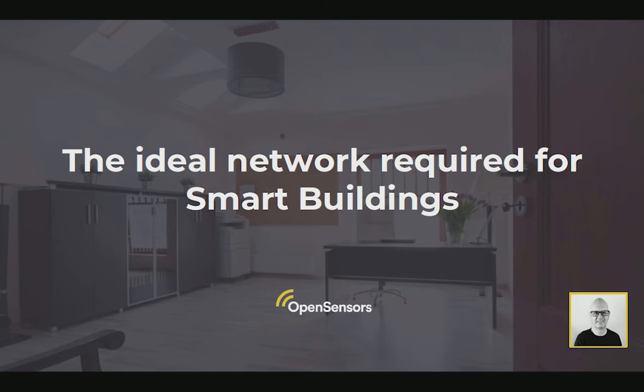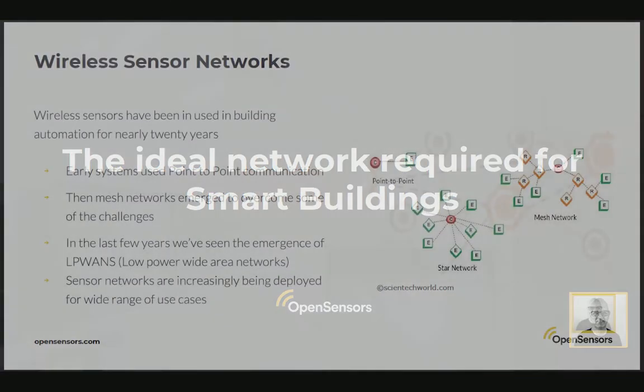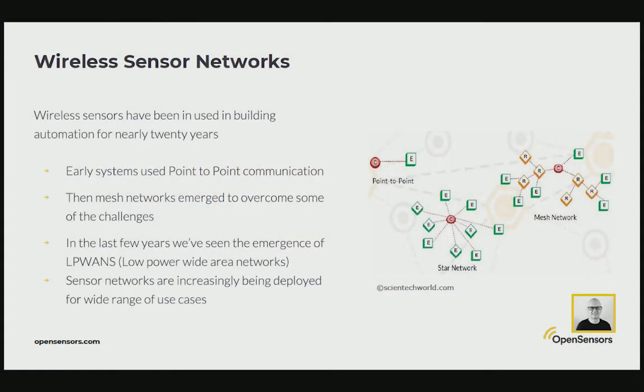Lawrence is going to talk about the ideal network required for all buildings. Wireless sensor networks have been deployed in buildings for getting on for 20-odd years now. The fairly early incarnations of those were something like a wireless thermostat talking to the HVAC system, which controls the heating and cooling inside the building.